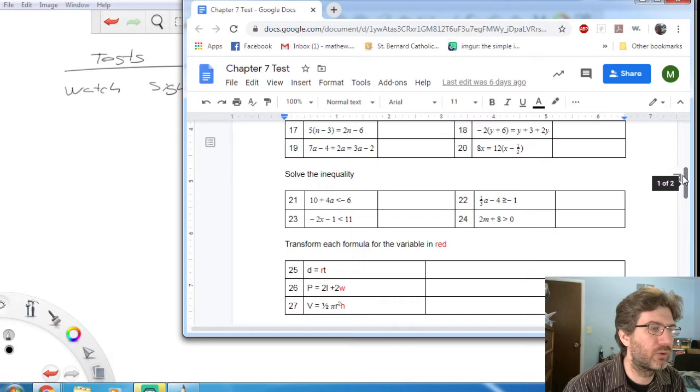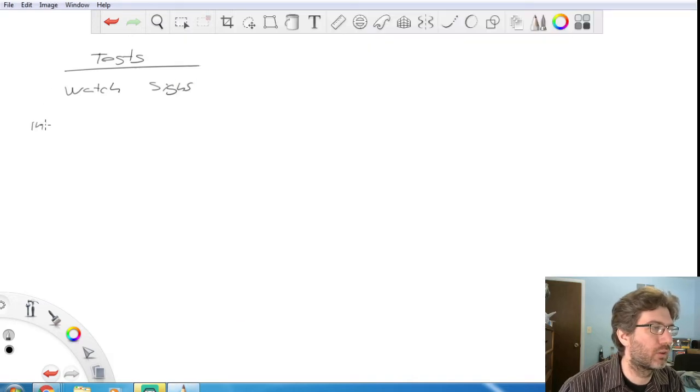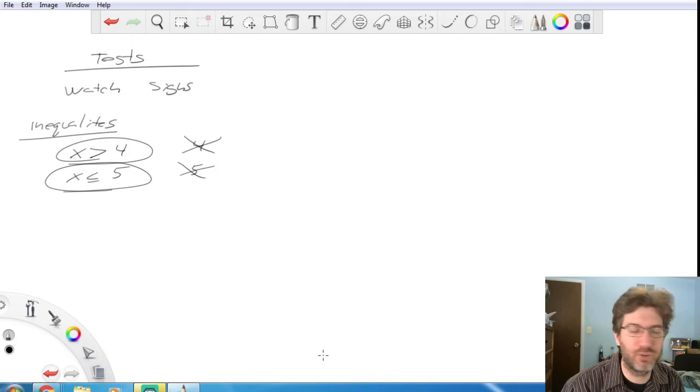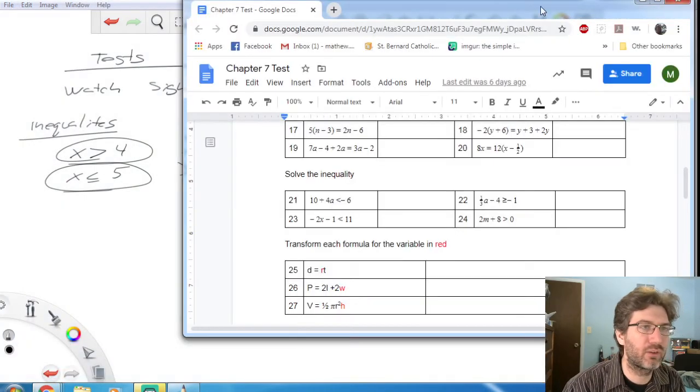When it got to your inequalities, make sure it's in the form of like x is greater than 4 or x is less than or equal to 5. If you just give me 5 or 4, it's wrong. You need the whole inequality. So I know some of you got the right answers, but you didn't say x is greater than -4 or whatever it was. So look at those.